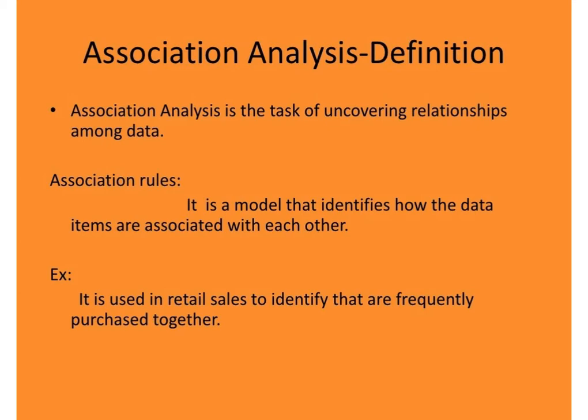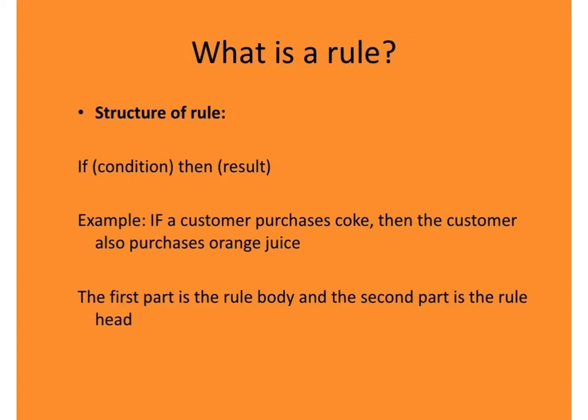Also, it's like an if-then rule. Here is the structure of the rule. Basically, if the condition is met, then the result follows. So in this case, if a customer purchases Coke, then the customer also purchases orange juice. Okay, that is the example, so beverages.